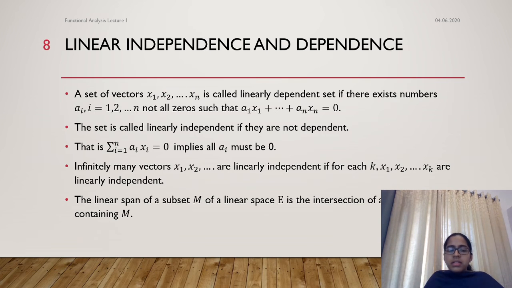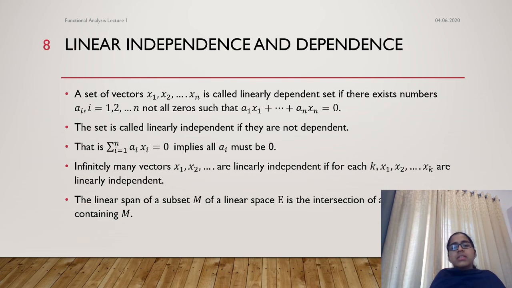Now we can extend the definition of linear independence to an infinite number of vectors. That is, infinitely many vectors x1, x2, etc. are linearly independent if for every k the vectors x1, x2, etc., xk are linearly independent.